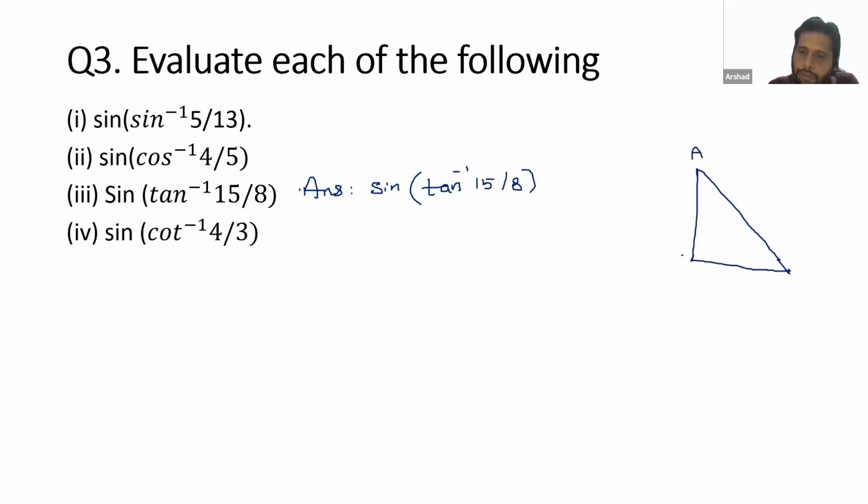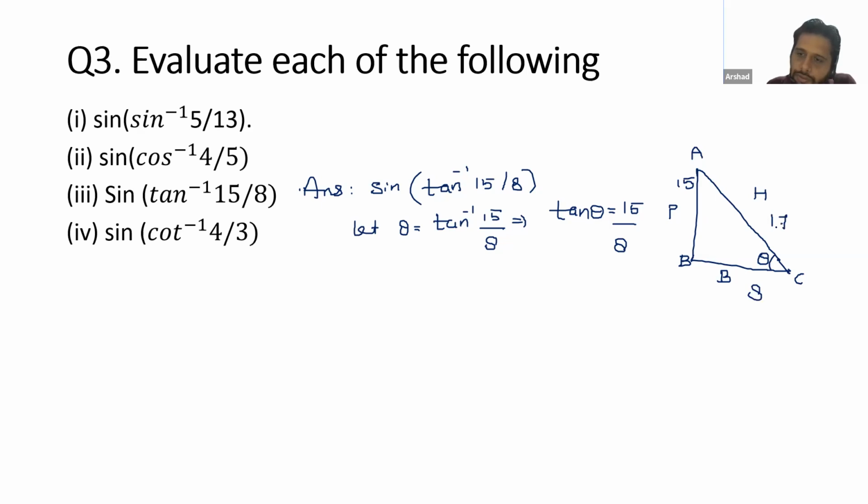This is A, this is B, this is C. Let this be theta. Here you have a base, here you have a perpendicular, here you have a hypotenuse. So let theta is equal to tan inverse 15 by 8. So you can say here tan theta is equal to 15 by 8. So that means perpendicular by base. Perpendicular is 15, base is 8. So hypotenuse you will get 17.